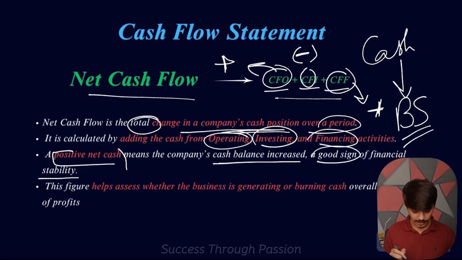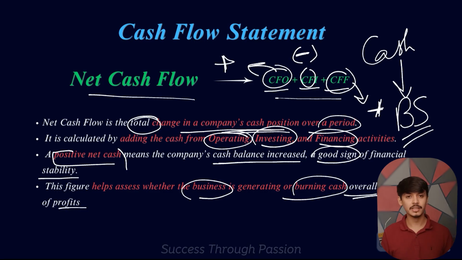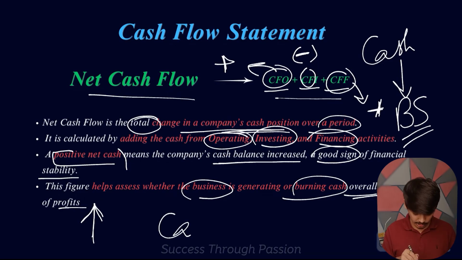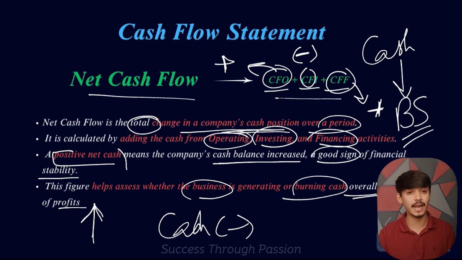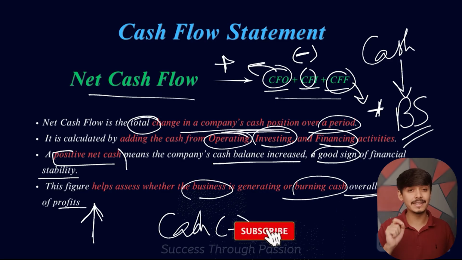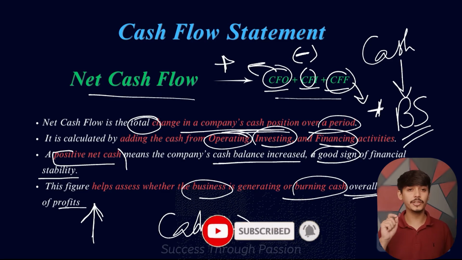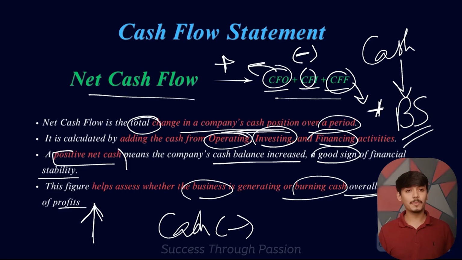And the final point is this figure helps assess whether the business is generating or burning cash overall regardless of profit. So a lot of time it would happen that your profits are increasing on a every year basis, but it could be that your cash balance is reducing because you are doing a lot of investing activities. Your business would be on revenue receivable basis where it is not receiving money from the debtors, and it keeps on adding up, which highlights that your business is not running efficiently and you need to take some serious action related to that. That way cash flow will give you a clear picture of what is happening on the operation side, what is happening on the investing side, and how is the business financed through equity or debt.